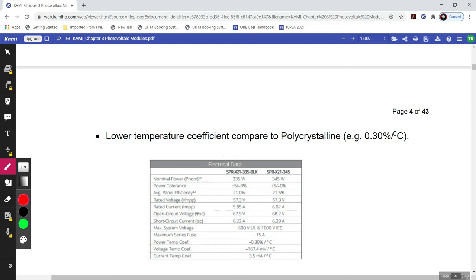Open circuit voltage, VOC. Short circuit current, ISC. Maximum system voltage is 600 volt for standard UL and 1000 volt for standard IEC. Okay, we follow Malaysia, so we use IEC. So the maximum system voltage is 1000 volt, which means when you make a series connection of the PV modules, make sure it does not exceed 1000 volt.